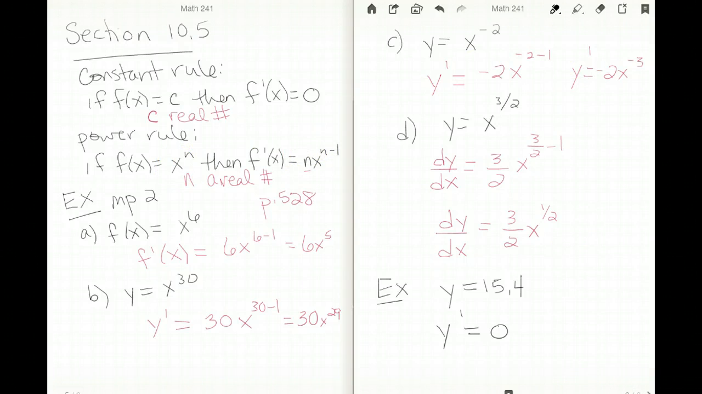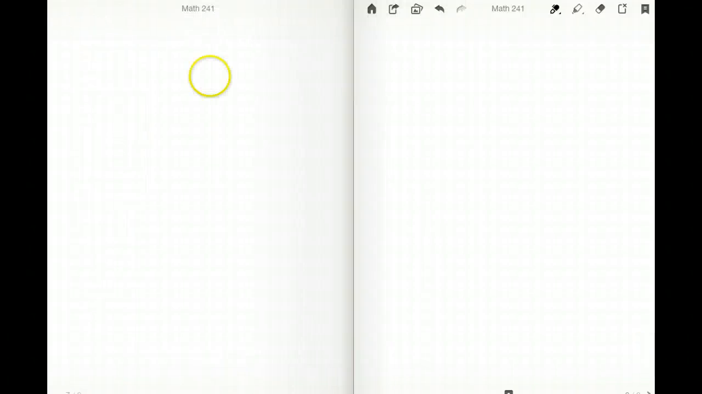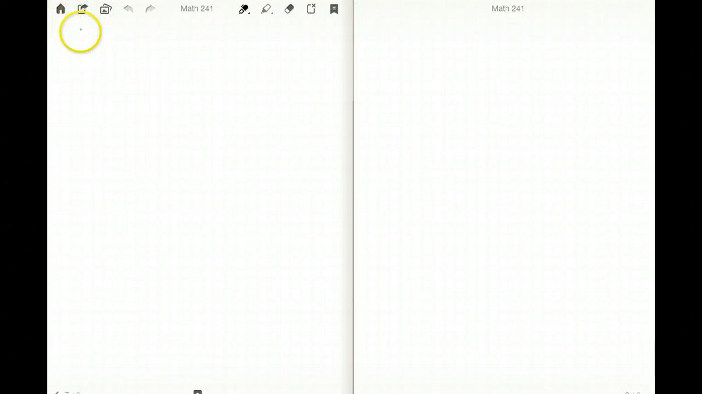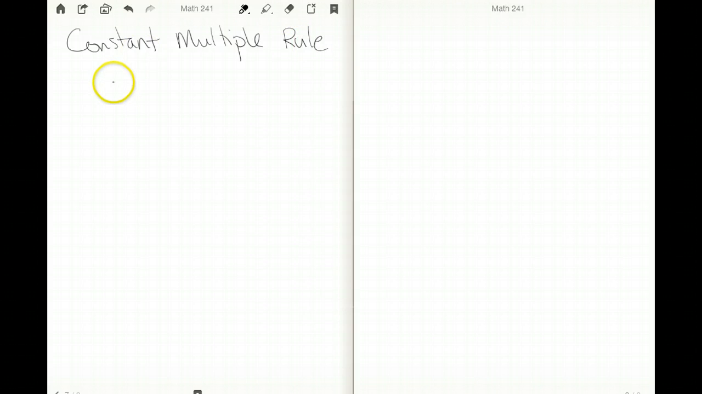Great. Okay, so let's look at the last two rules we have for this section, and then we'll do a couple examples. So this one is called the constant multiple rule. And this one is useful for if there is a constant multiplying a function. So let's, for example, consider this. Let's define a function f of x. Let's say it's found by multiplying another function by a constant, where c is a real number.